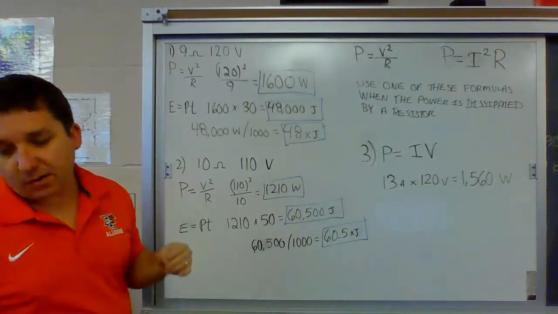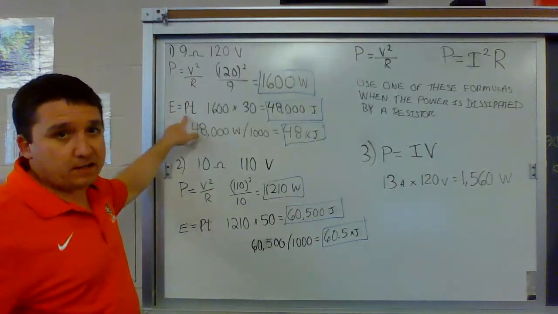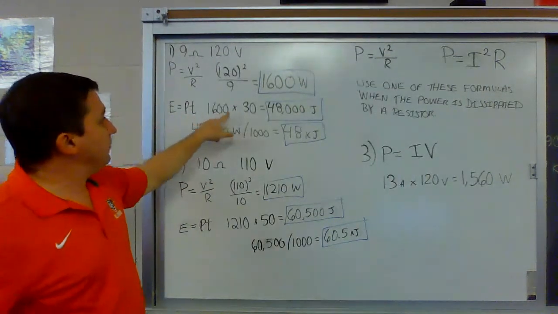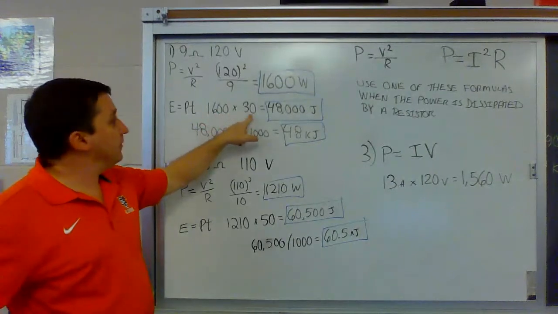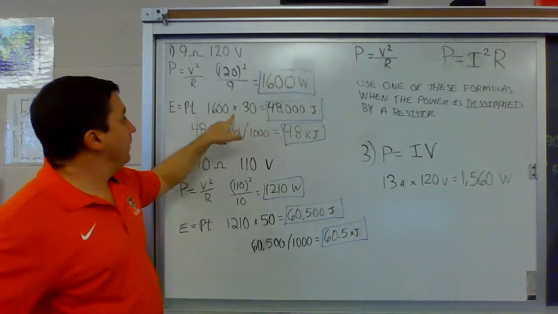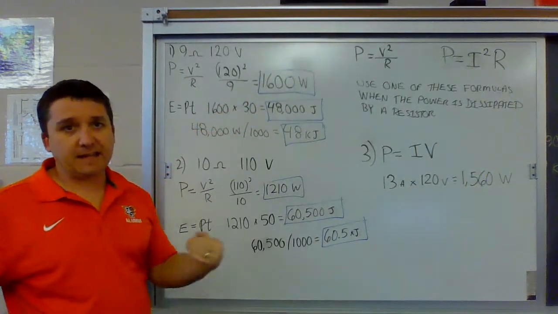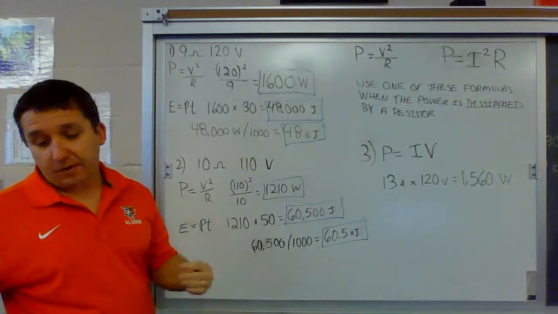Now, the second question is, what is the total amount of thermal energy that flows in 30 seconds? Use this equation here, E equals P times T. 1600 times 30. The time is given. This 1600, of course, is from up here. So you do 1600 times 30, and you get 48,000 joules. That's the energy that flows in 30 seconds.